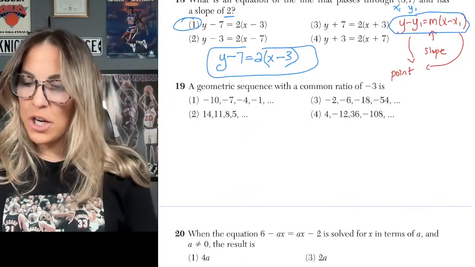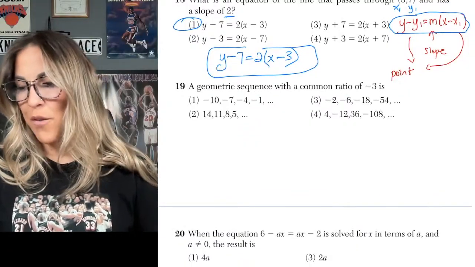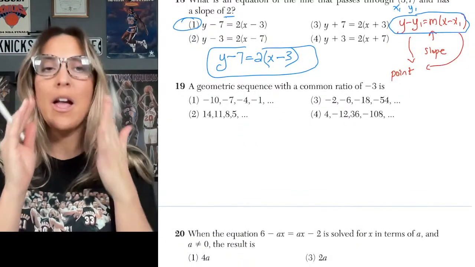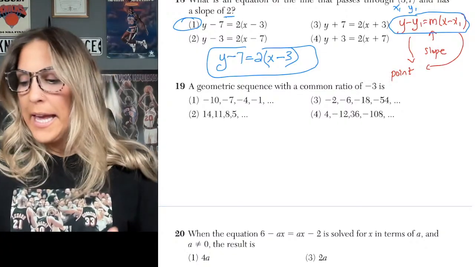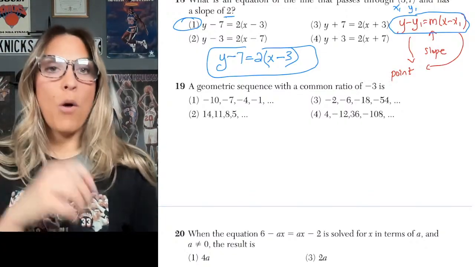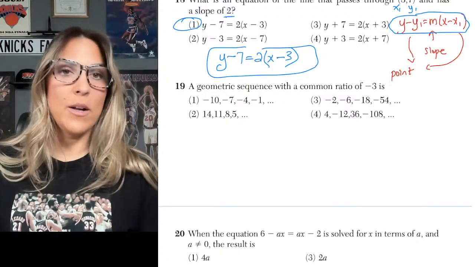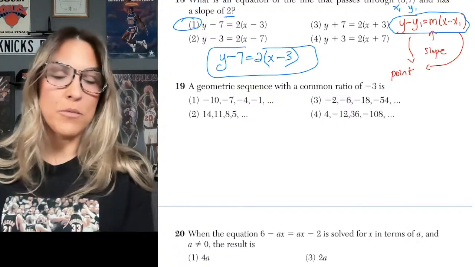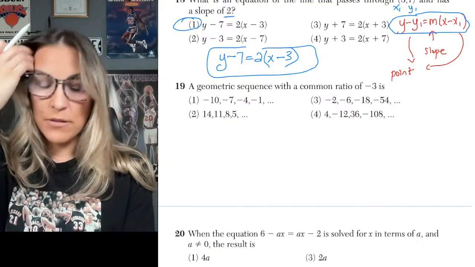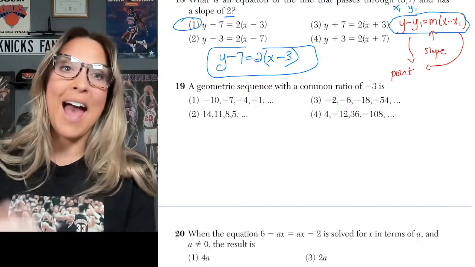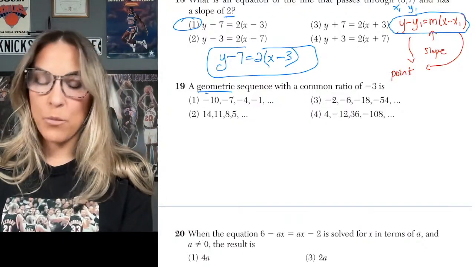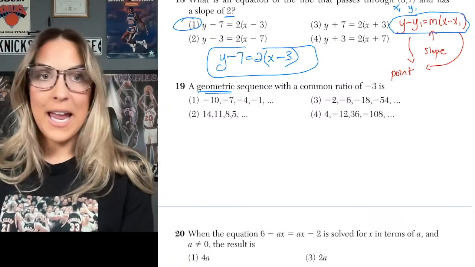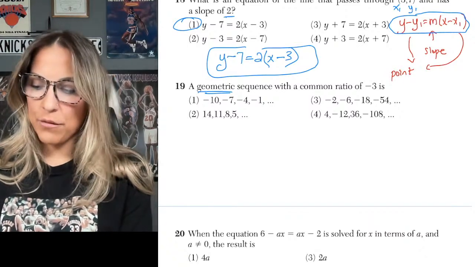Number 19. A geometric sequence with a common ratio of negative 3 is... This is more vocabulary. A common ratio is just the number that you're multiplying each term by in a sequence to get to the next term. So you're just looking for the sequence. First of all, that's geometric, right? So you don't want to be adding each time. Geometric means that we're multiplying, and each time you're multiplying by negative 3.